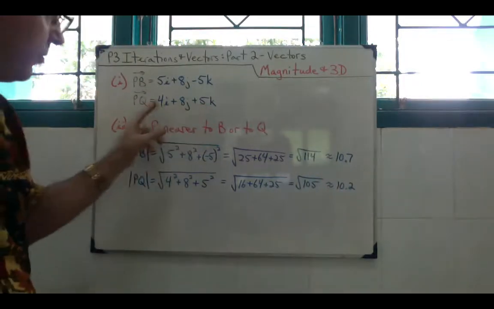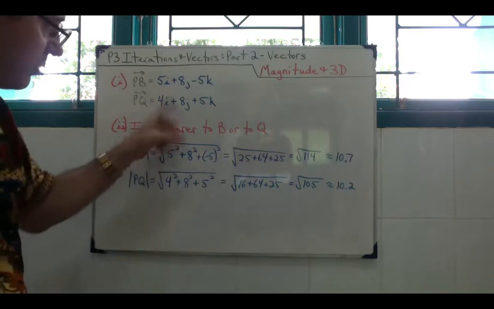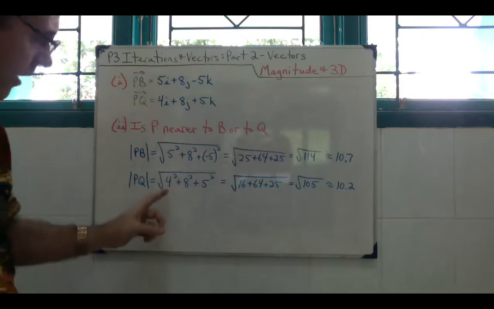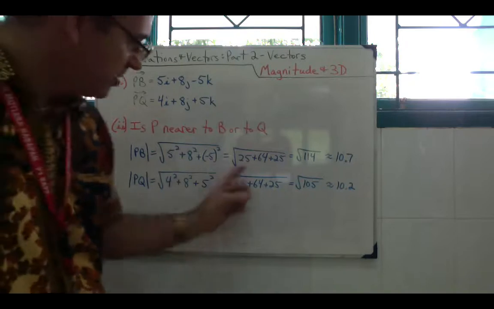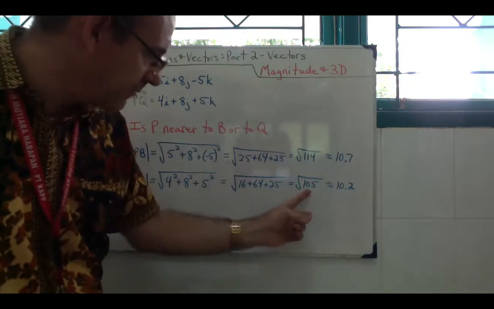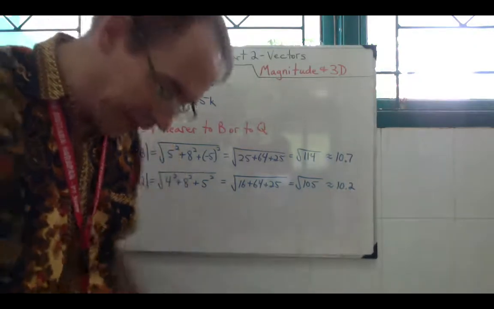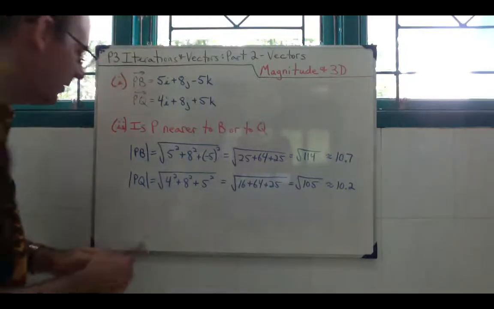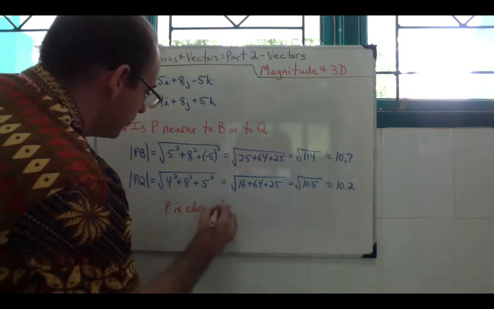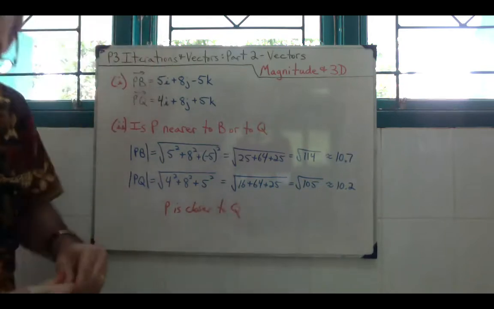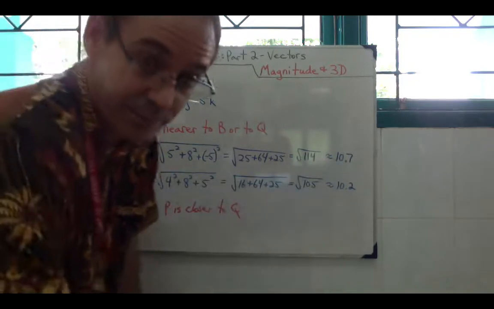Then from P to Q, this distance, again, the magnitude of PQ is the square root of 4 squared plus 8 squared plus 5 squared, which gives us 16 plus 64 plus 25, which comes out to a square root of 105. And that comes out to approximately 10.2. So our answer is that P is closer to Q. P is closer to Q because the distance is shorter than it is to B.